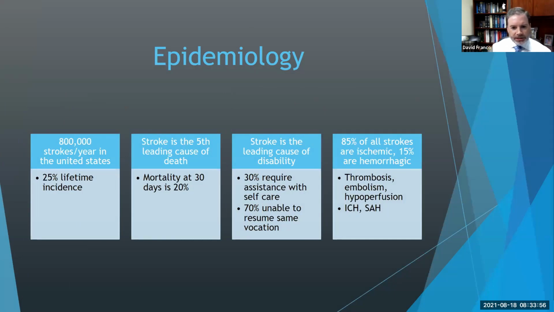I always think it's good to get a little refresher on the huge impact that stroke has on our community. There are 800,000 strokes a year. It's the 5th leading cause of death, but more importantly, it's the leading cause of disability. And if you ask patients, very often they're more fearful of being disabled or incapacitated, more so than even the risk of death sometimes. The incidence is 25% in your lifetime. So you've got a 1 in 4 chance of dealing with this yourself.